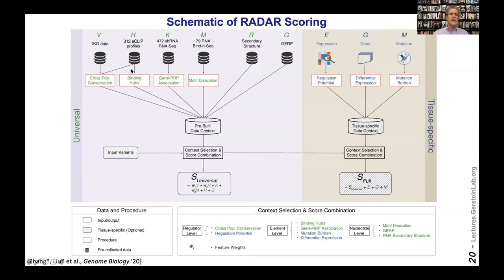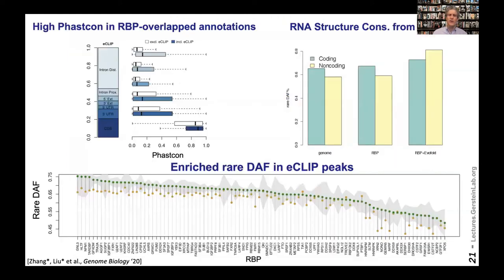We obviously put all the data together. We put it together with conservation data, both across organisms and within the human population. Since we're looking at RNAs, we have to include secondary structure. We use all these to make a score. We have this entropy weighting scheme for putting all these things together to make a score. And then we also combine it with a kind of tissue-specific score that's related to the cell line that you're looking at, the tissue context that you're looking at.